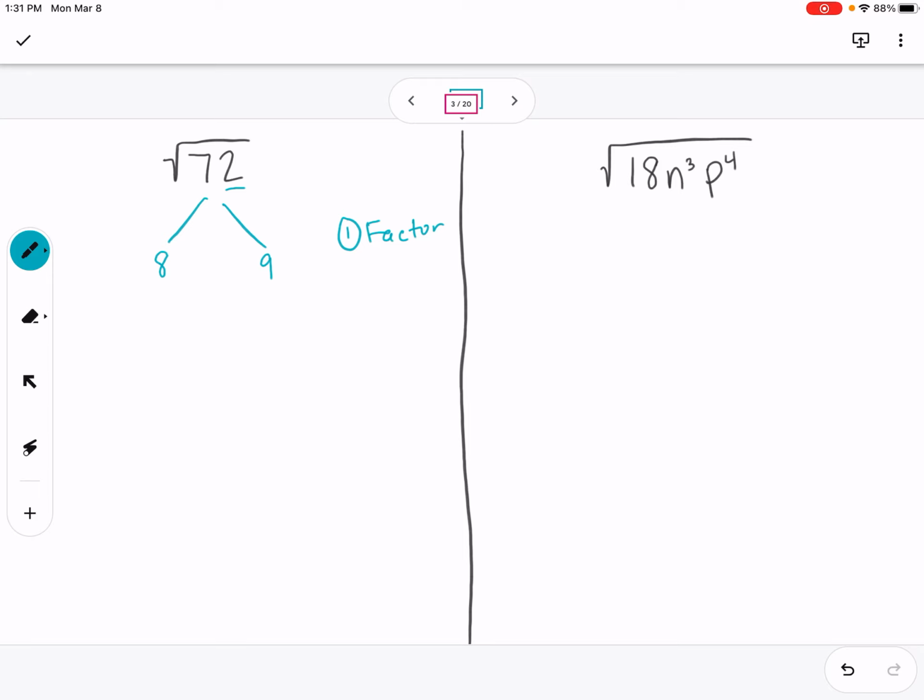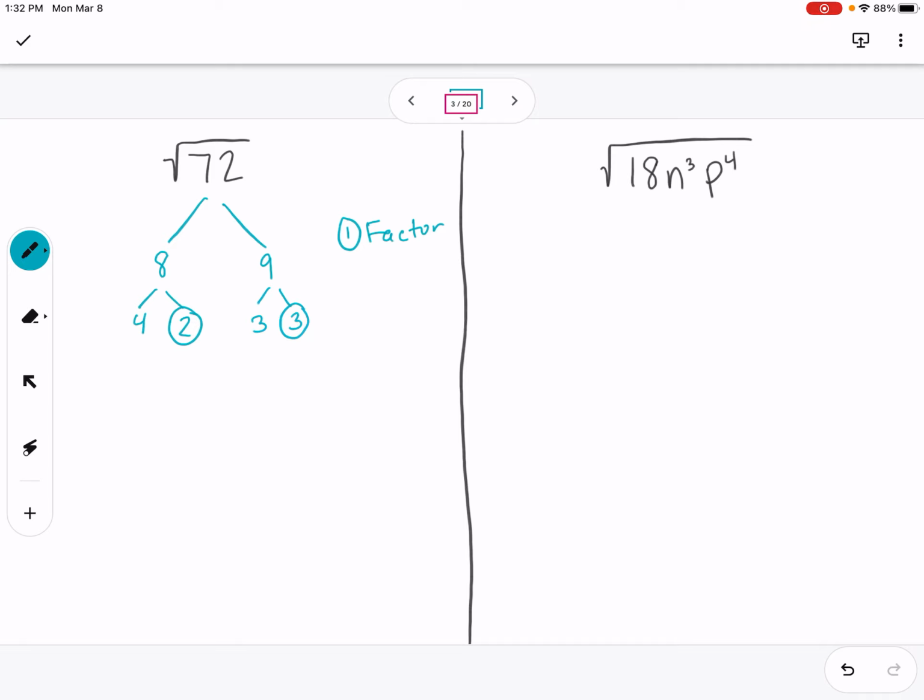You could divide it by 2, then you could see you get 2 times 36. You could look at 36 and say, oh, that's also divisible by 2. You could keep going. So it's just any two numbers that multiply. So usually there's multiple options. 8 is 2 times 4. 2 is prime, so I circle it.